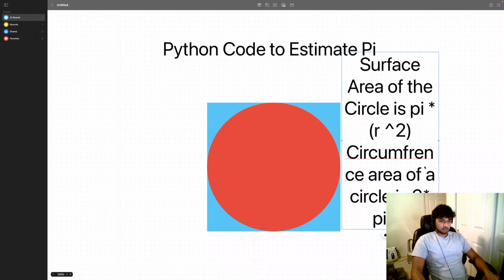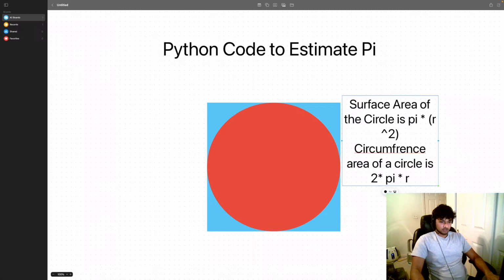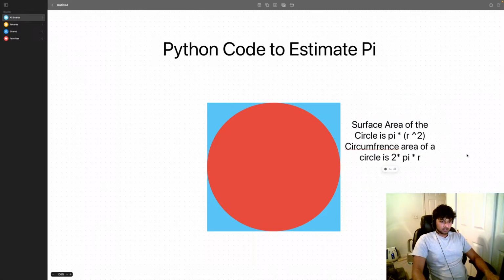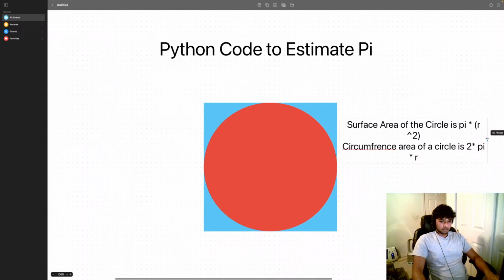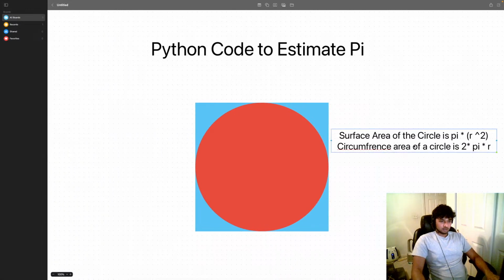Let's make this font a little... Oh, way too big. Way too big. Too big. That's big. That's good. I like this. There we go.